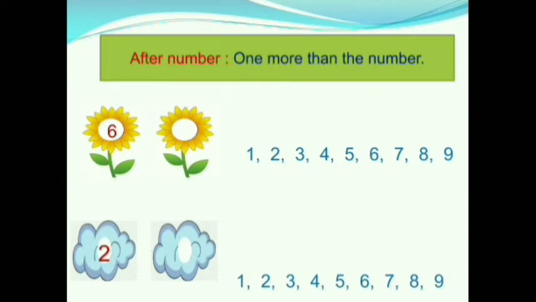Now we will learn about after and before numbers. After number means one more than the number or counting forward. First we have 6. See these numbers. As I told earlier, after number is the number which comes after. Which number comes after 6? It is 7. So we will write 7. Here we have 2. See these numbers. Which number comes after 2? It is 3. So we will write 3.